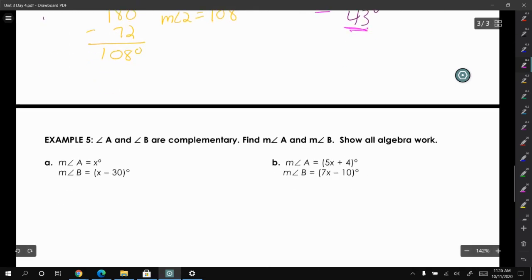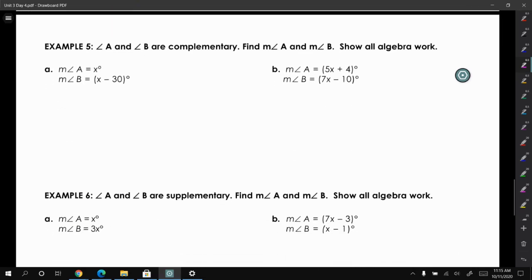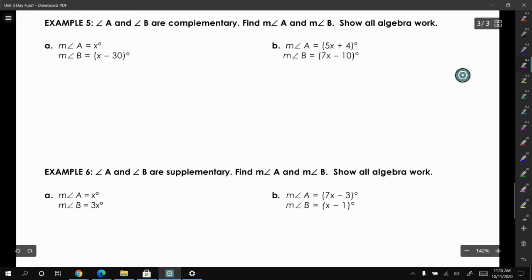All right, on the next page, we have some more complementary supplementary problems. So same thing, I'm going to do letter A for all of these, and then I'm going to have you try letter B's. So if A and B are complementary, find the measure of angle A and B. So these two angles have to add up to 90 degrees.